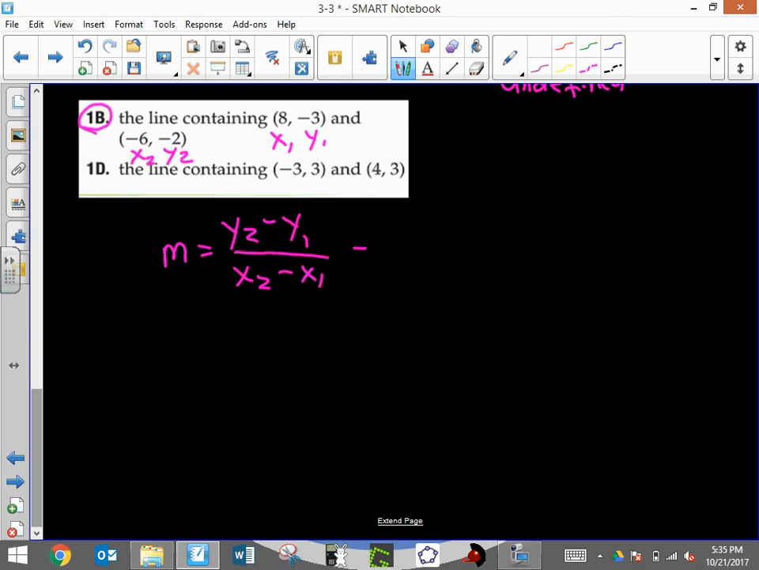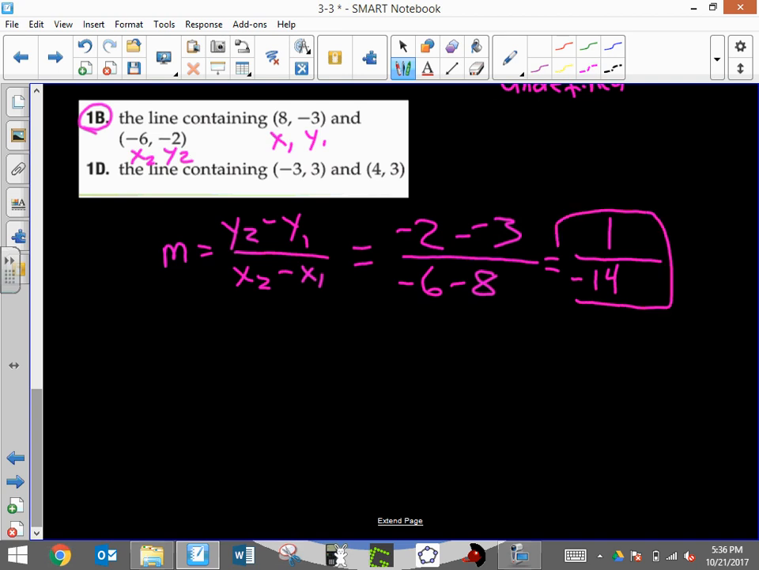I'll plug it into my formula, so I have -2 minus -3 over -6 minus 8. And then we're going to go ahead and simplify. Minus negative on the top, that's really plus, so -2 plus 3, that's going to be 1 over -6 minus 8, that would give me a -14. So my slope then would be -1/14. I will leave that. You guys can try 1D if you would like. See if you get the correct answer off of that.